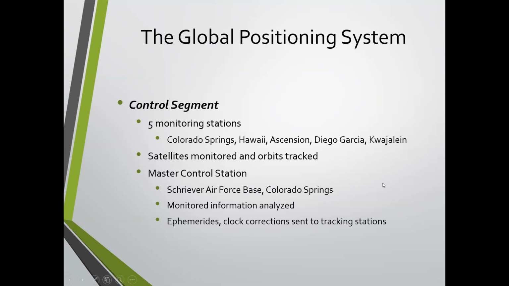So the master control station is in Shriver Air Force Base, Colorado Springs. All of that monitored information coming from the 5 stations is analyzed, and that's used to build an ephemeris and also develop clock corrections that are then sent to the tracking stations. So an ephemeris is basically a table, if you will, that tells this space vehicle, this satellite, where it is supposed to be at a certain time for a whole week. And as the monitoring goes on through the week, they constantly refine those positions, because things are going to change. They're not going to be a perfect orbit, and not a perfect velocity. So this ephemeris is really behind what's actually happening, but it gives a prediction of where that satellite is.